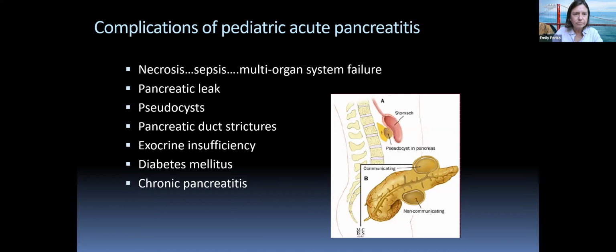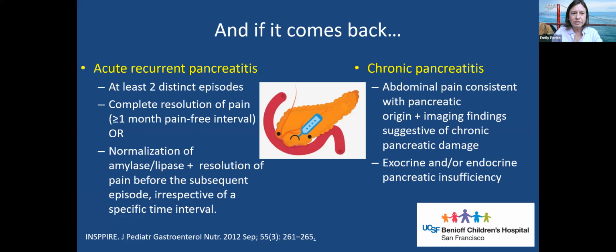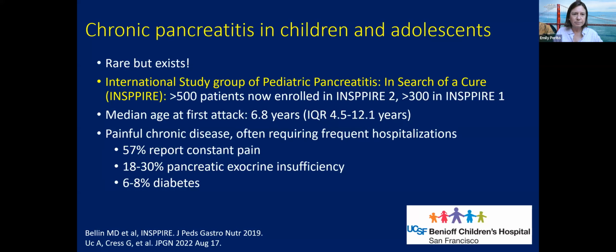And then, of course, if it comes back, kids do develop acute recurrent pancreatitis, which, as many of you probably know, requires at least 2 distinct episodes of pancreatitis with complete resolution of pain in between and normalization of amylase or lipase in between. And they can also develop chronic pancreatitis. We'll talk a little bit about what causes chronic pancreatitis in kids and what we do about it, because this definitely is different than what you generally see in adults.